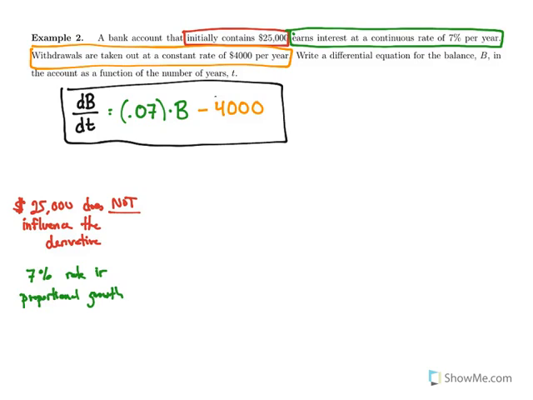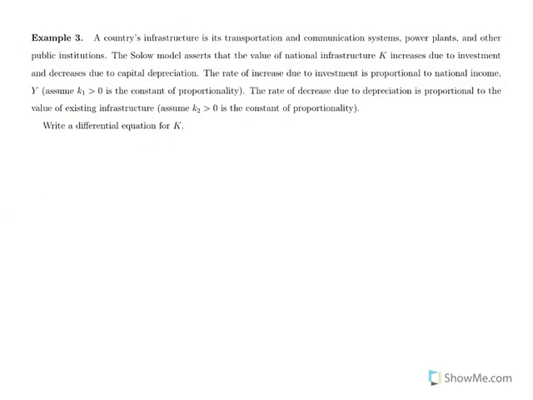All right, one more problem. This one's going to be a little more complicated. We're going to try to show complicated problems so we can deal with easier ones in the worksheet. A country's infrastructure is its transportation and communication systems, power plants, and other public institutions. The Solow model asserts that the value of national infrastructure K increases due to investment and decreases due to capital depreciation. We'll go back through all this after we read it.